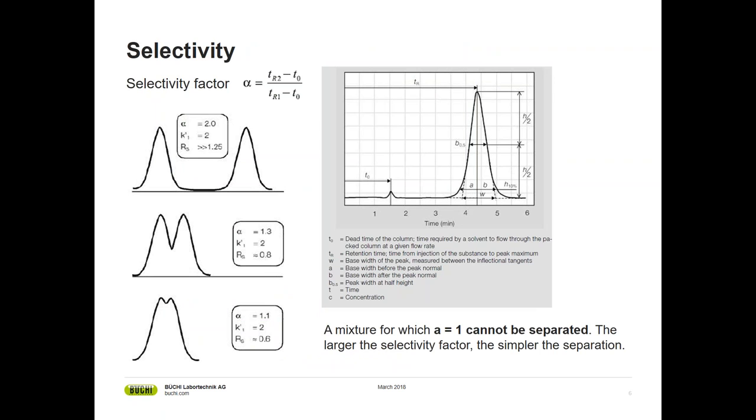Selectivity, as I already said, gives us info on the distance between two peaks, so it's a relative measure of the retention of two compounds, clearly visible here from its mathematical equation. In case the two compounds elute at the same time, and therefore can't be separated, the selectivity factor is 1. And the larger this value, the simpler is the separation, as shown here with these 3 different chromatograms on the left side.